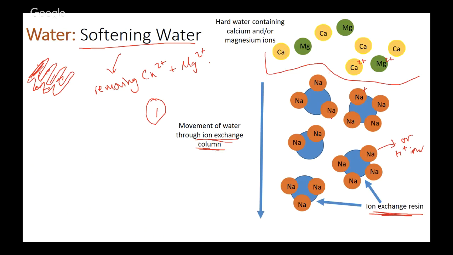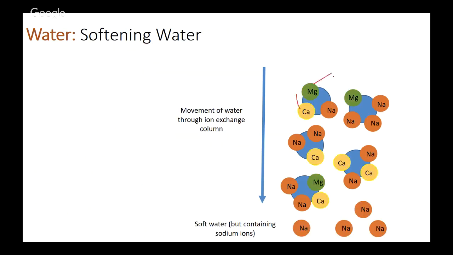So what you'll end up with is them swapping places, so that you have the magnesium ions and the calcium ions stuck on the resin. And I suppose a little disadvantage, you've still got metal ions in the water, because you end up with sodium ions here in the water and soft water coming out.